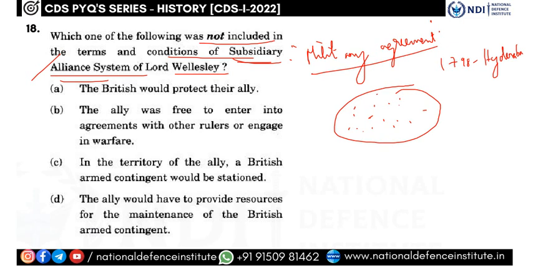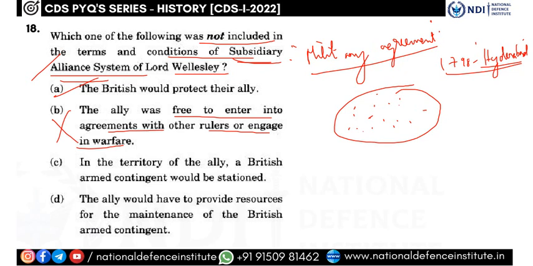Yes, Hyderabad became the first state to sign this subsidiary alliance. In this context, the British will protect their ally. Exactly, that is why it is a military agreement for security. Second, the ally was free to enter into agreements with the other rulers or engage in warfare. No. Stick to no. Why? Because, as I told you, the British will protect them.